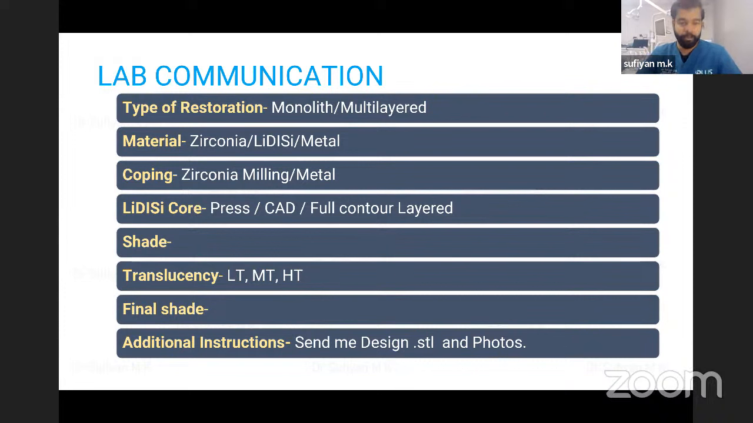And what kind of shade should be used, and any additional instructions, send me the design of STL or photos. That is, if you are going for a CAD CAM, any zirconia crowns will go through a CAD CAM process, so you can ask for STL or photos.